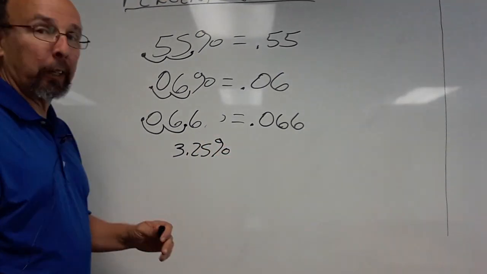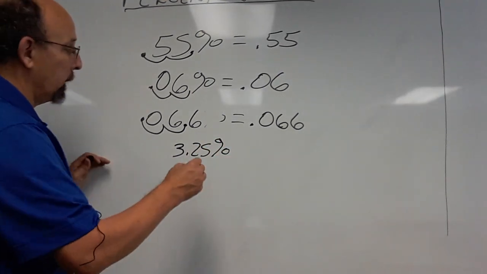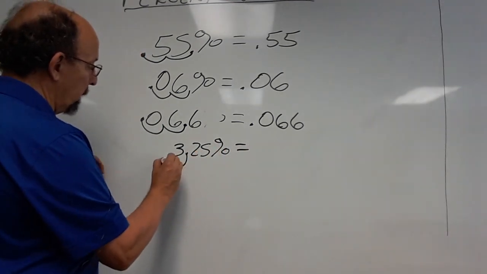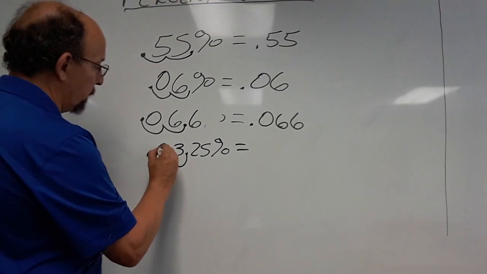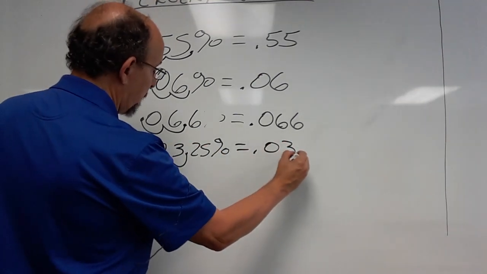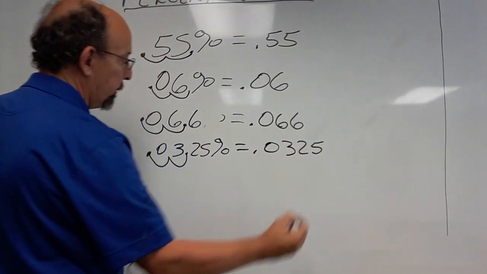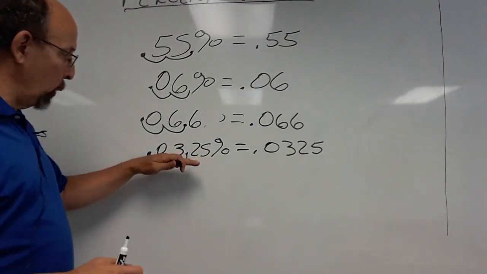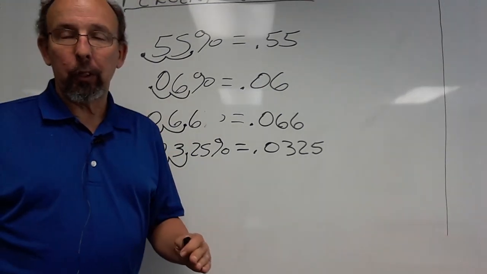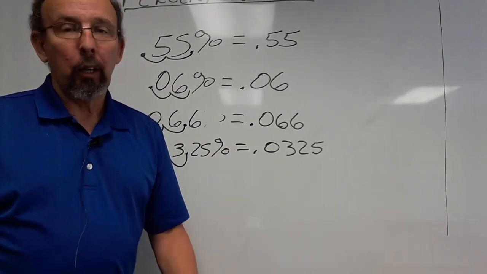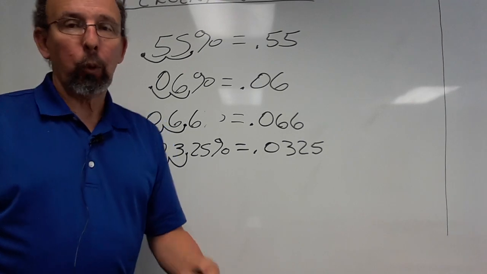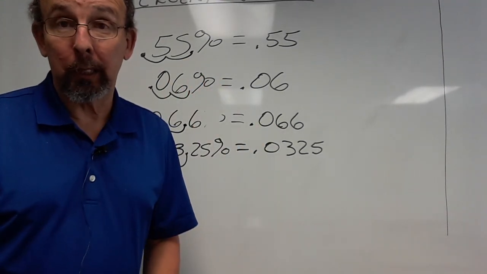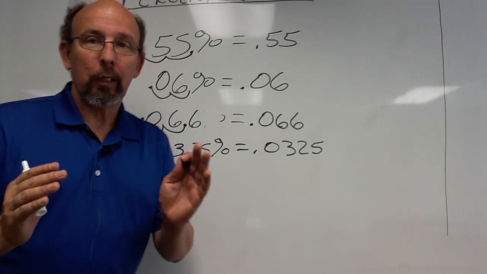I'm going to take 3.25%. 3.25% is equal to 1, 2, decimal place, 0.0325. You always move 2 decimal places to the left, get rid of the percent sign. Follow that rule. When you start thinking without following the rule, that's where you make your mistake. Follow the rule, you get it right.